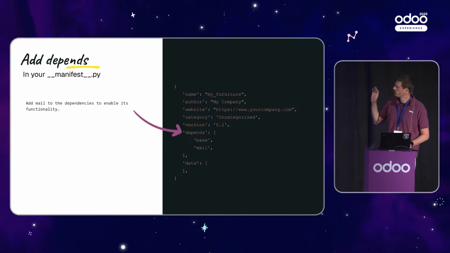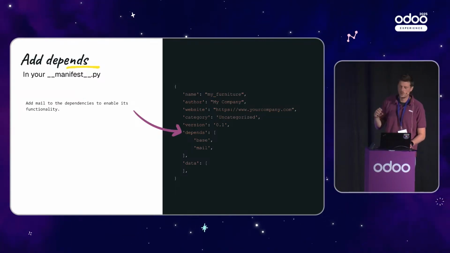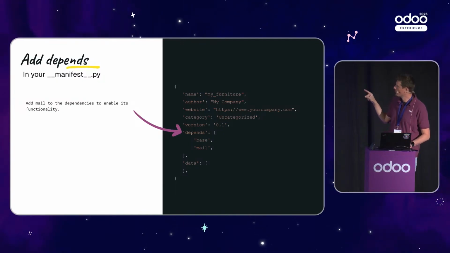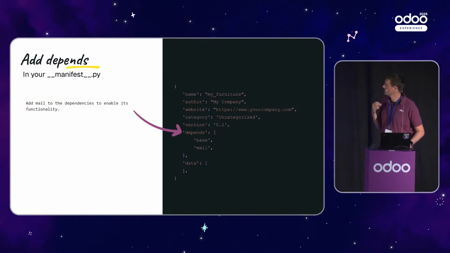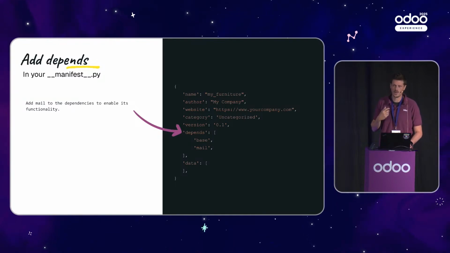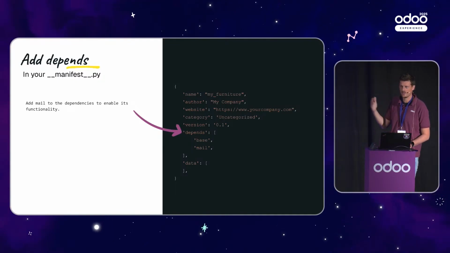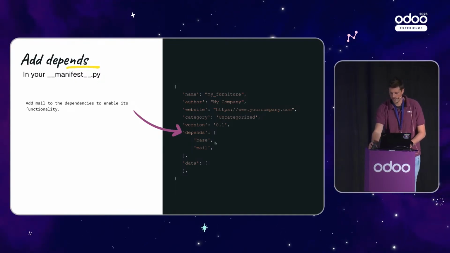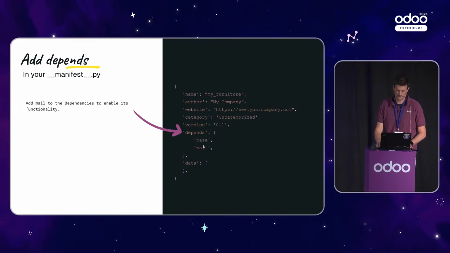So the first thing to do is, because it's an inheritance, you have to be sure that inside your manifest, you will depend on the module where you have your mixin. So for example, mail thread is in the mail module. So it's the reason why here inside my manifest I will add the mail dependency here.